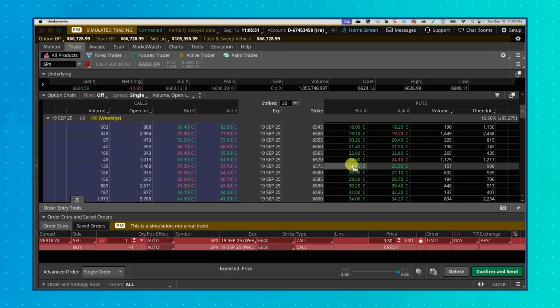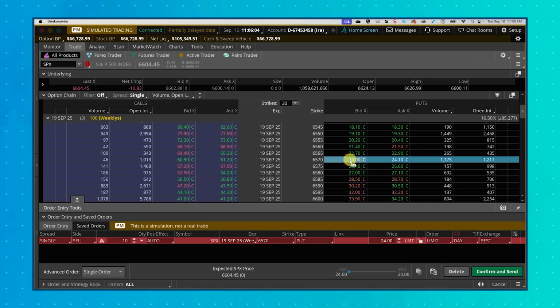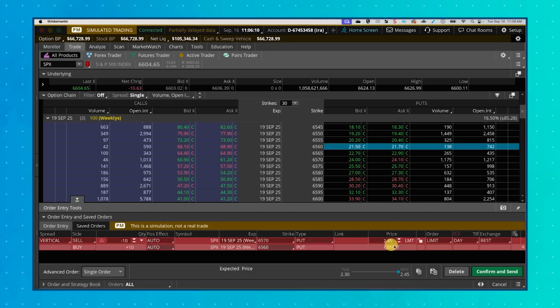If you remember, I was showing you before, we have lots of volume here on the 6570 and there's a fair bit of open interest on the 6560. We want to do the same width spread. So I'm going to go over to the 6570 and click on the bid of that option. Again, hold down the control key, go to the 6560, and now we have a credit put vertical. This is a bullish trade.